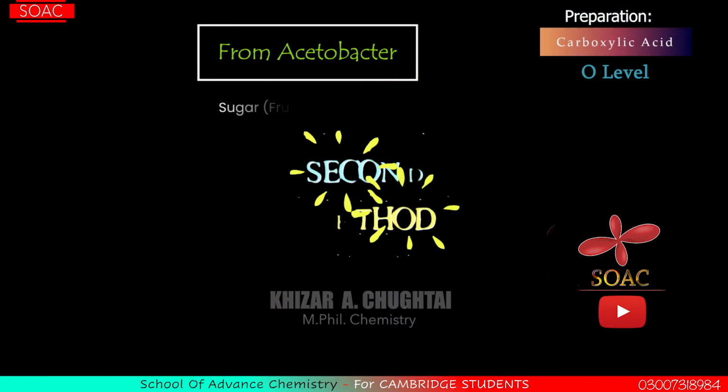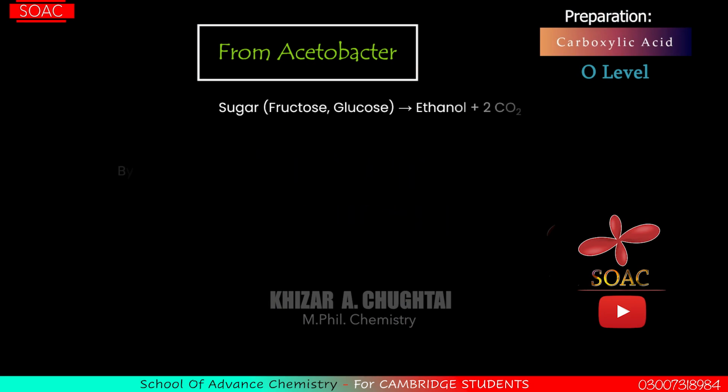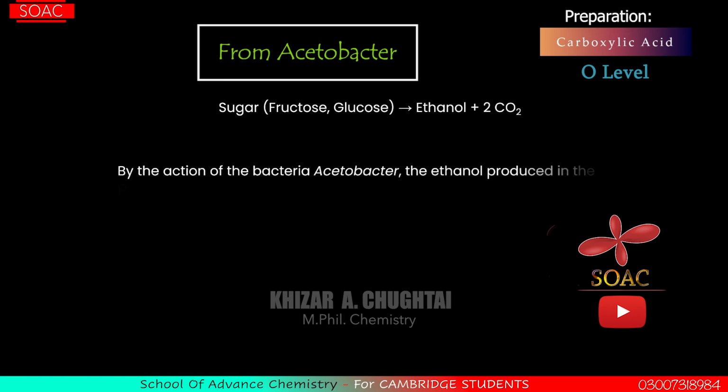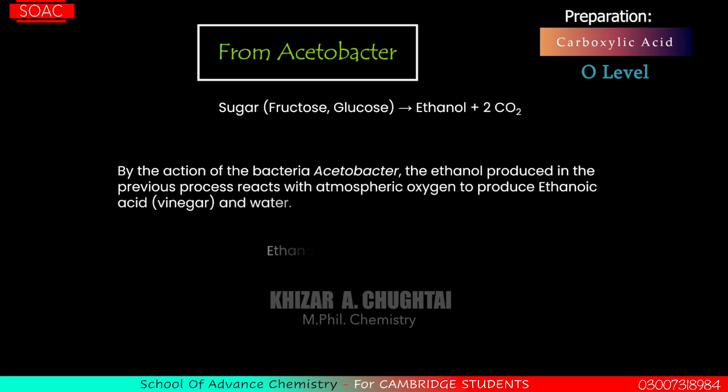When ethanol is formed from sugar, fructose, and glucose by the fermentation process, then this alcohol is reacted with oxygen in the presence of bacteria. By the action of bacteria said to be acetobacter, the ethanol produced in the previous process reacts with atmospheric oxygen to make ethanoic acid, vinegar, and water. We can write this equation like that. Ethanol goes to ethanoic acid plus water.